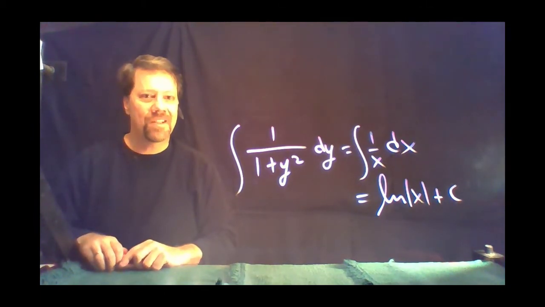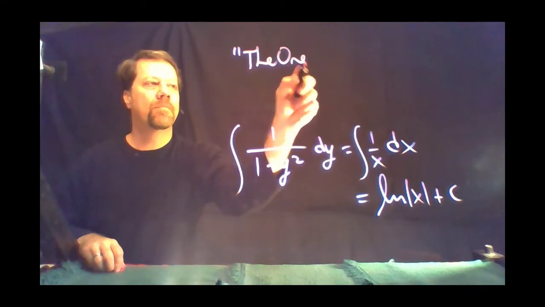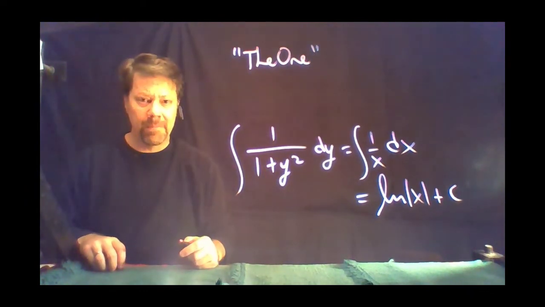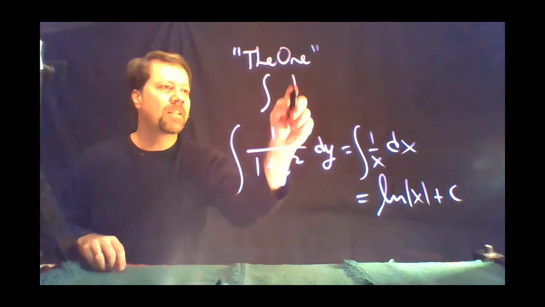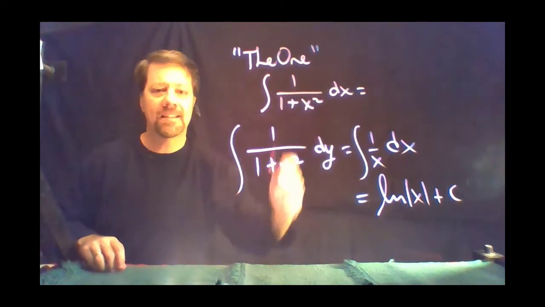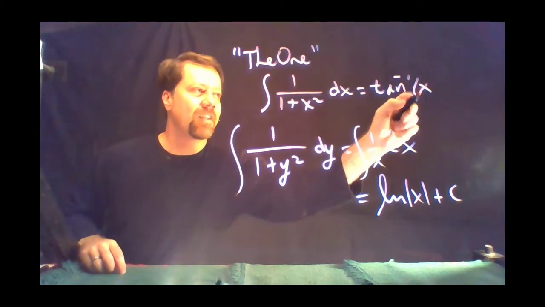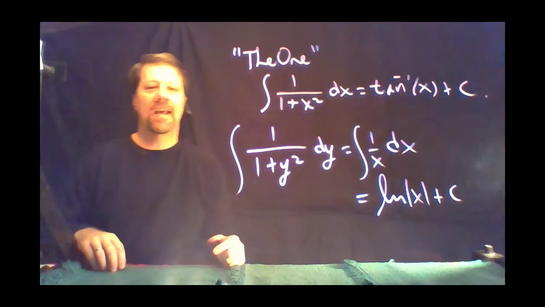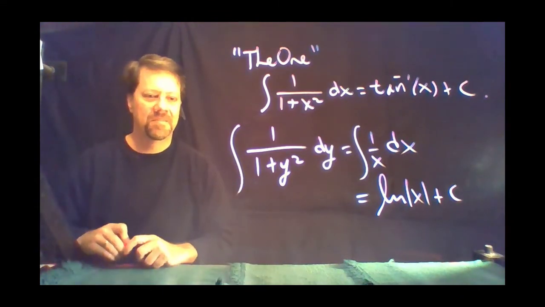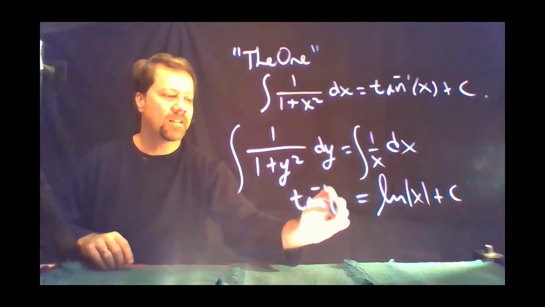In particular, there's an integral that I call the 1. You're going to be married to this integral forever after. If I'm integrating 1 over 1 plus x squared, I get arctangent of x plus c. And so for us, on the left, we get arctangent of y.